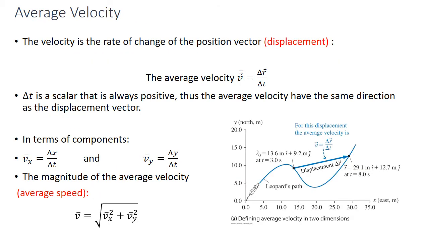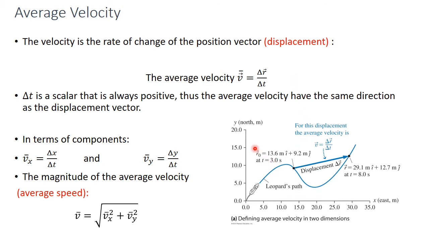After the position and displacement, we will define the average velocity, or the velocity. The velocity is defined as the change in position, or the displacement, over delta t. Delta r is a vector and delta t is a scalar. So when we get delta r over delta t, we get a vector. So v is a vector, it has a direction, and it tells us about the direction of the displacement. The direction of the velocity is the same as the direction of the displacement.